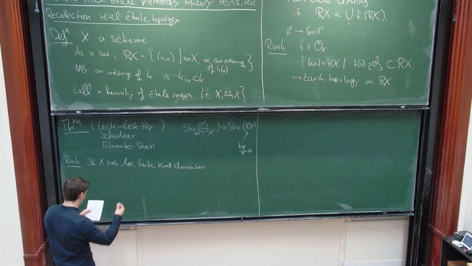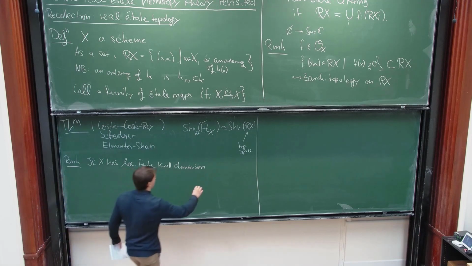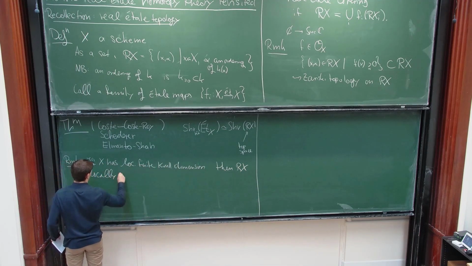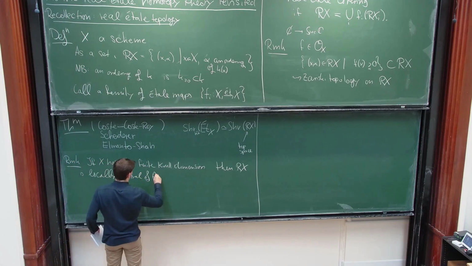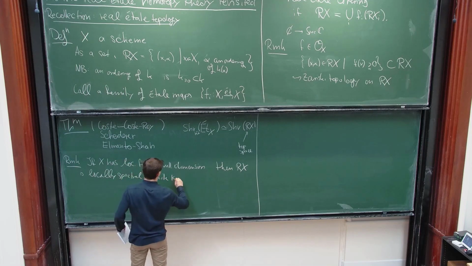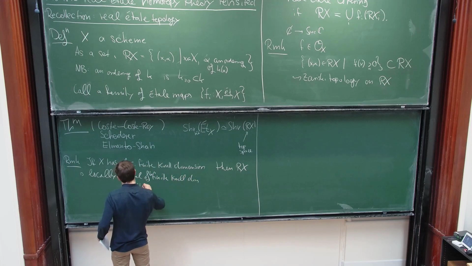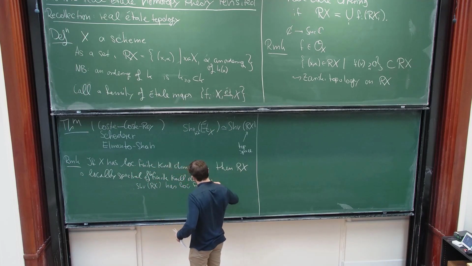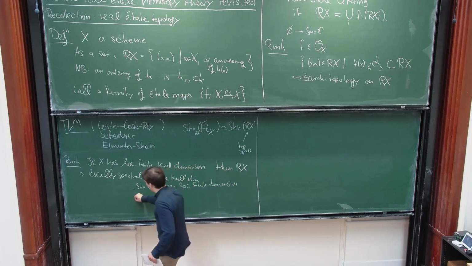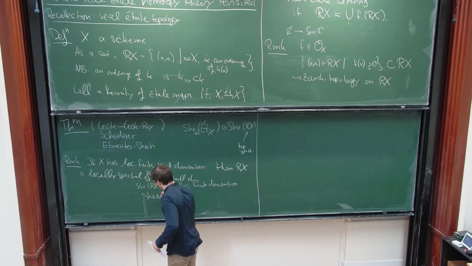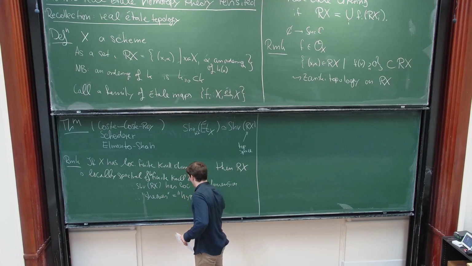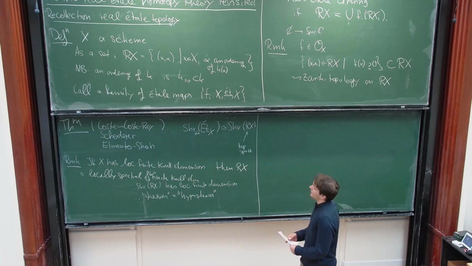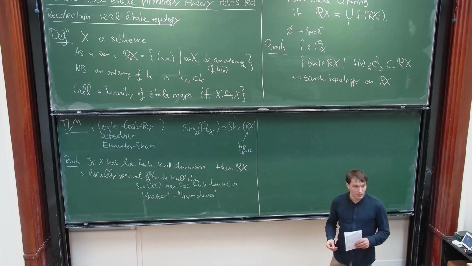I'm going to write this now: so if X has locally finite Krull dimension, then Rx is locally spectral of finite Krull dimension, or is locally finite Krull dimension, and therefore sheaves on Rx has locally finite homotopy dimension, and therefore sheaves is the same as hypersheaf. Okay, so that's about as much as I want to recall or introduce about the real étale topology for now.